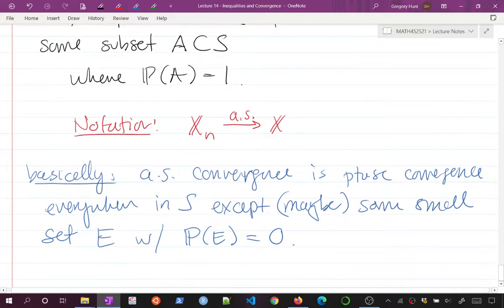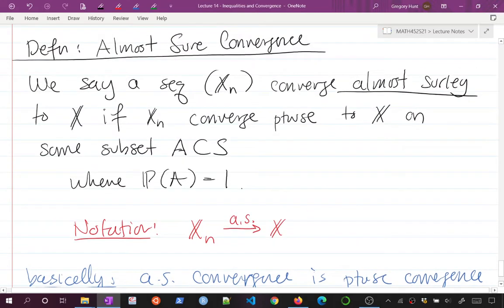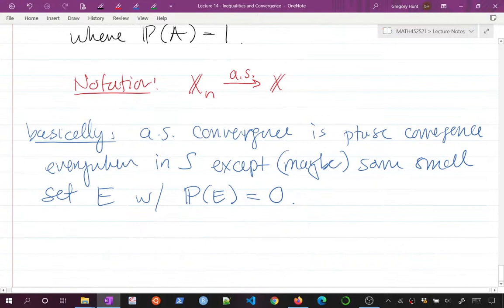It just allows us to be a little more loose, because we don't care about sets with probability 0. Almost sure convergence is basically pointwise convergence of these random variables as functions, except we can ignore any set with probability 0. If the set where it doesn't converge pointwise is small enough, who cares? It doesn't really happen at all anyway.